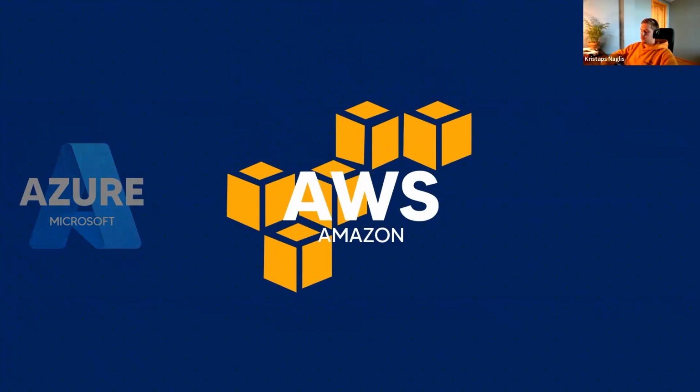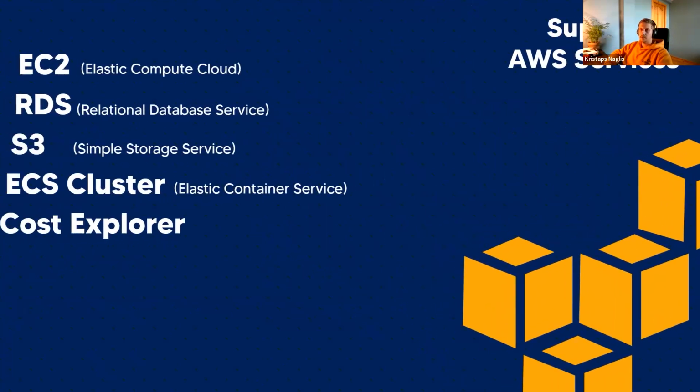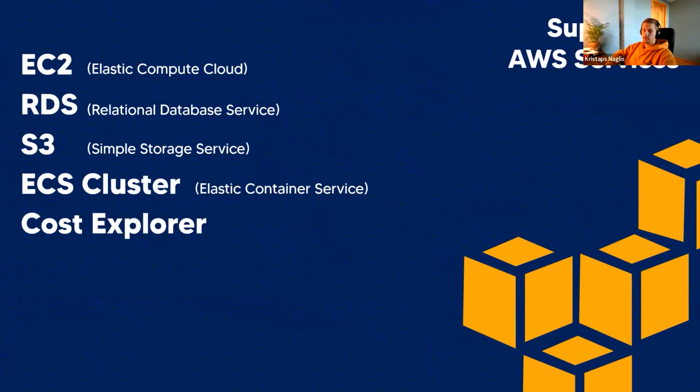Huge infrastructure, huge ecosystem of services. So what we also support is EC2, which is virtual machines, RDS for database needs, S3 for data objects. These are the ones that you might already be familiar with, but we have two new templates, which are ECS cluster and also Cost Explorer.